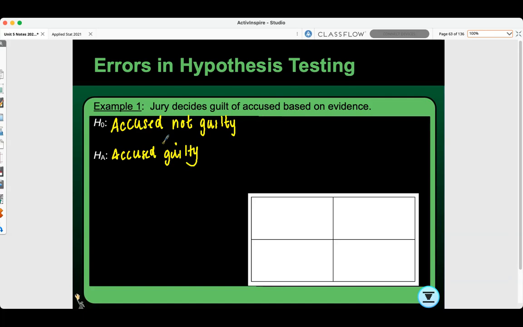Okay, so here we're going to use a table to decide the type of error as we go through the consequences. So what we have is when our null hypothesis is true, that means the accused is not guilty or innocent. And when our null hypothesis is false, the accused is guilty.